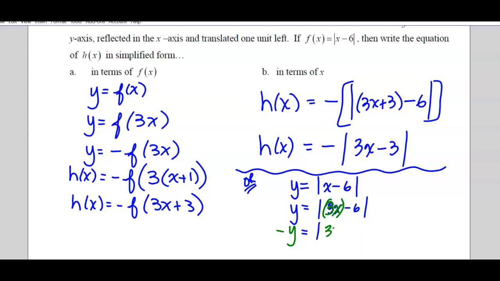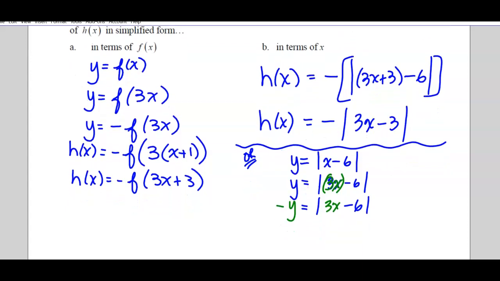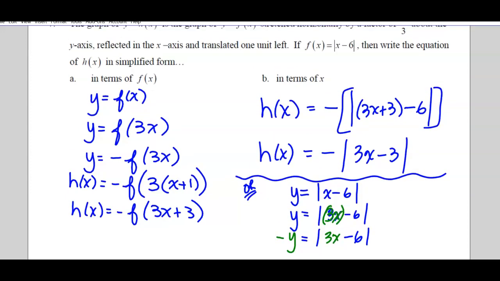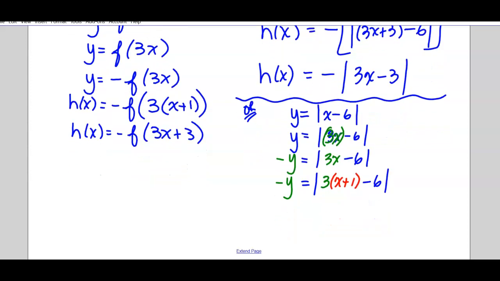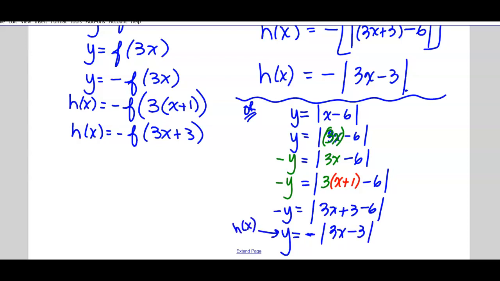Maybe I'll keep that green just so you can see it. And then I translated 1 unit left. Then I would keep, and then 3, I'll do it in red. 1 unit left would be x plus 1. You would get that, and you would simplify. So what do you end up getting? The same thing as this. You get negative y equals absolute value 3x plus 3 minus 6. Solve for y, 3x minus 3 in the absolute value signs. And calling that h of x. Okay. But because we already did the function notation, we might as well just substitute it in, right? Rather than doing it all again.